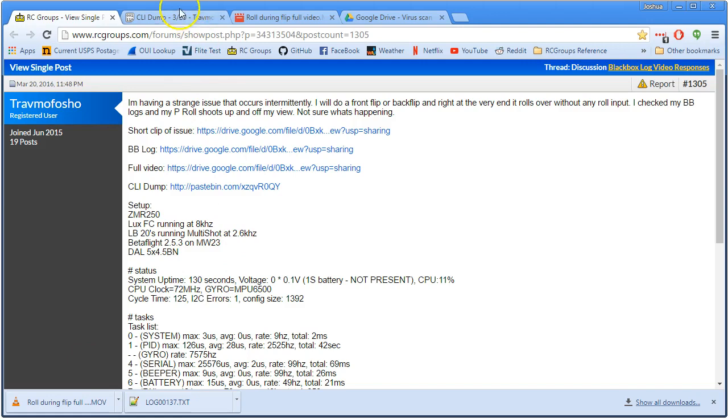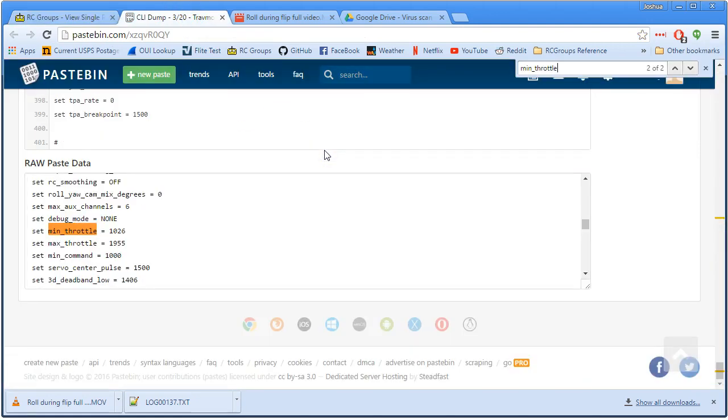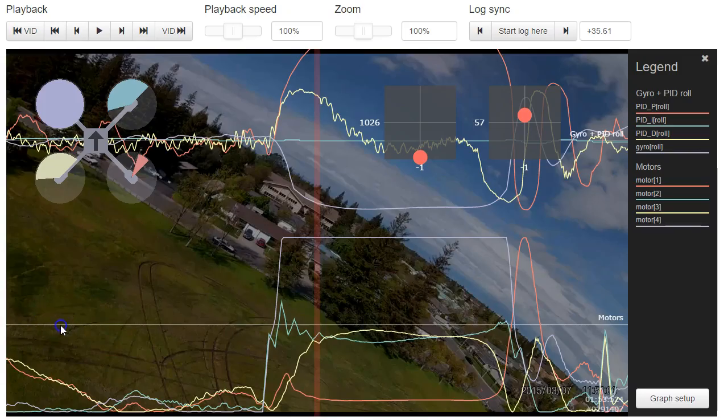So what's your min throttle? 1026. Well, that is a low number. I'm running 1025 on my Little Beast though, and I know that these are very good ESCs. You're running Little Beast? Okay, well there you go. That's not the issue. I'm also running 1025 as my min throttle, and I have no trouble with them dropping out.